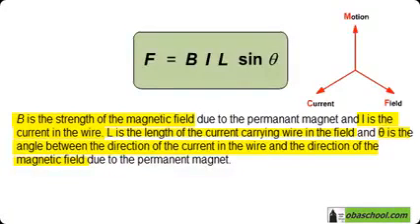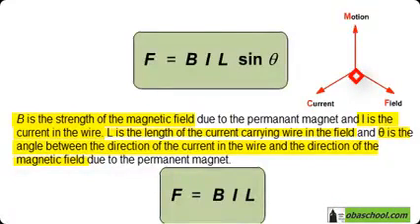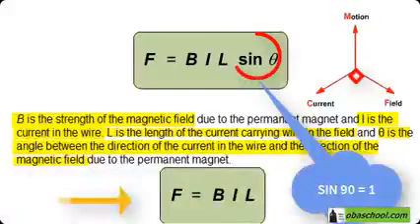If the current is flowing at right angle to the magnetic field, the equation simplifies to F is equal to BIL, since sine 90 is equal to 1.